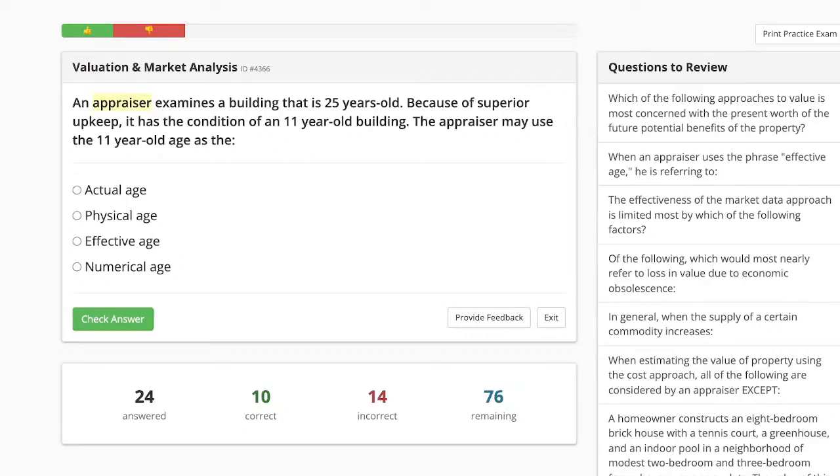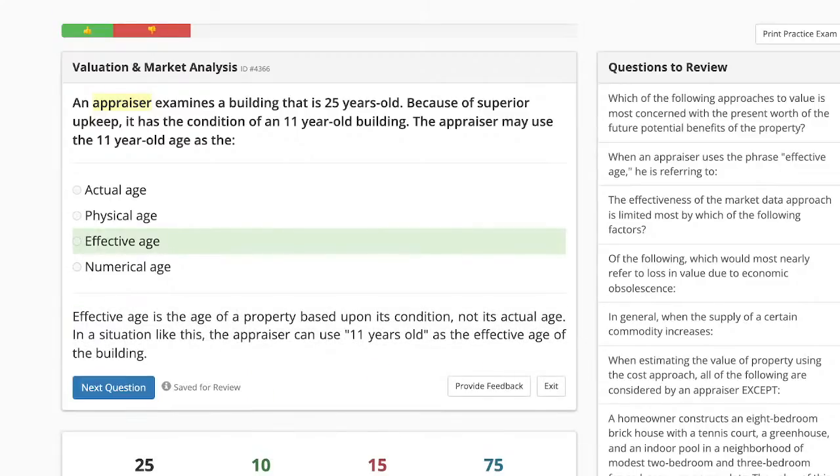Okay, scarcity, transferability, utility, and demand. Let's look at the question on the board. An appraiser examines a building that is 25 years old. Because of superior upkeep, it has the condition of an 11-year-old building. The appraiser may use the 11-year-old age as the A, actual age, B, physical age, C, effective age, or D, numerical age. And the answer is C, effective age. It's how useful it is.